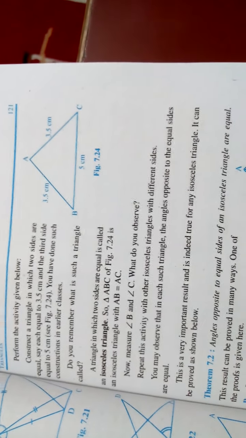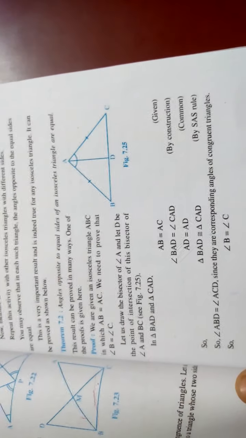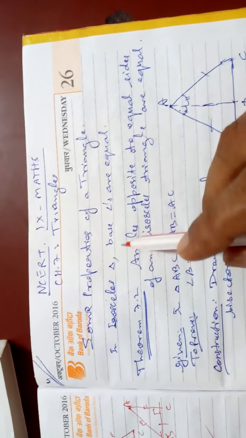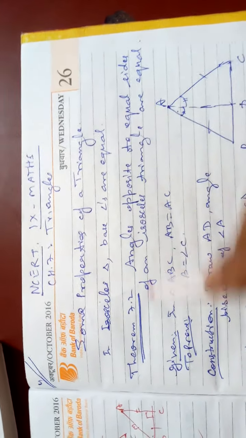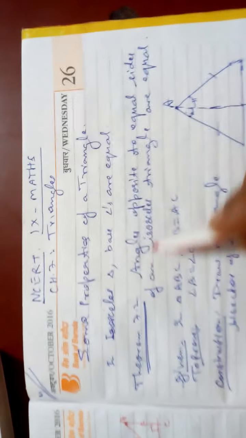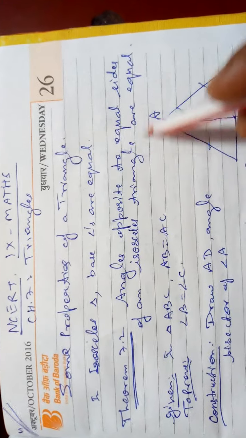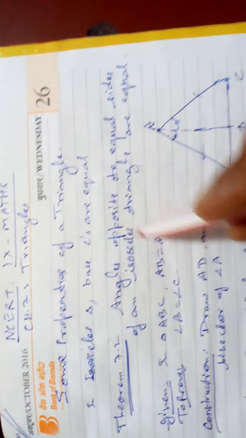In an isosceles triangle, base angles are equal. On the basis of this we will prove the sum theorem. Theorem 7.2: angles opposite to the equal sides of an isosceles triangle are equal, which are called base angles.